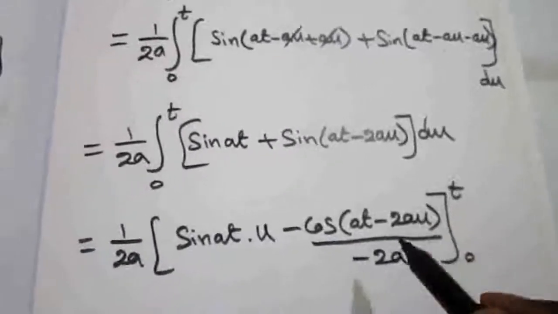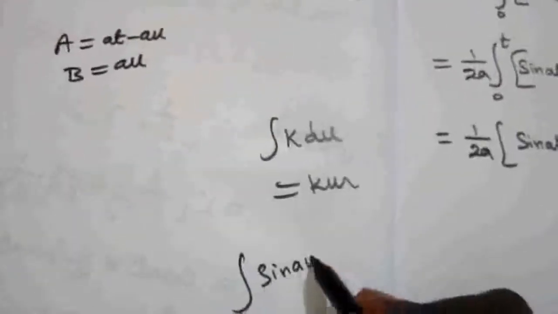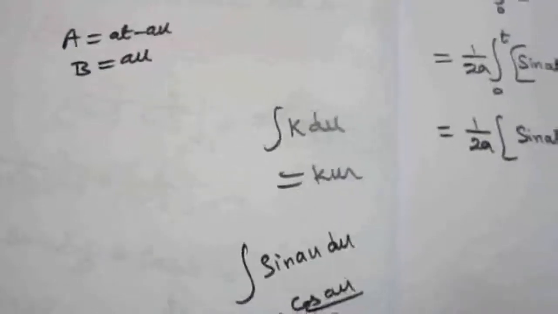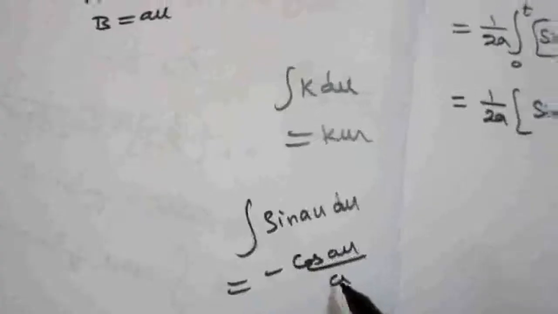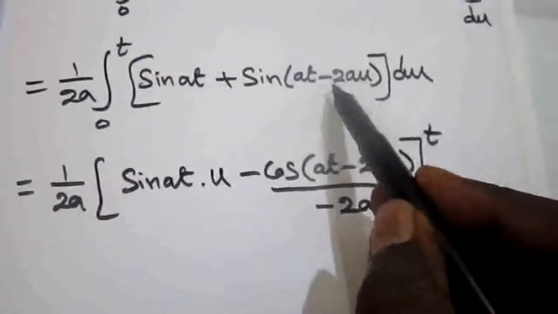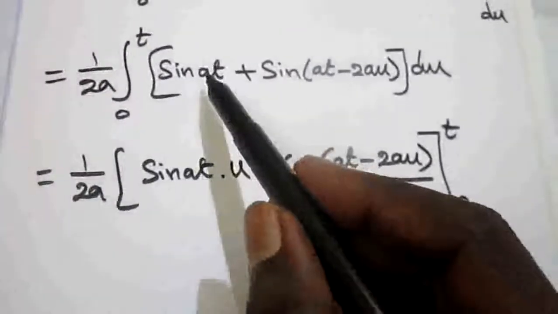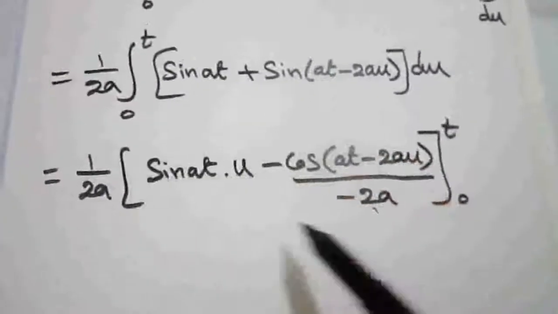Are you clear? You see, what is the integration of sin au? It is minus cos au by a, because after integration the coefficient of u goes in the denominator. Similarly, the coefficient of u is minus 2a, so it goes in the denominator. But in sin at there is no u, so it is a constant, and the constant integral is into u. So now the integral part is over.